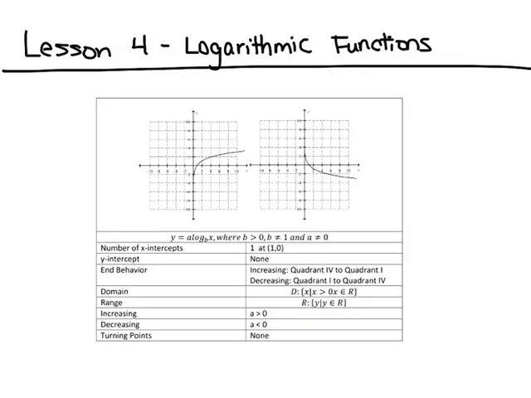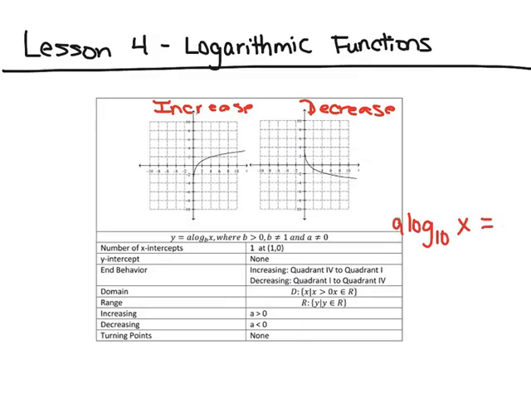So here's your chart for logarithmic functions. This would be an increasing, and this would be a decreasing. And don't forget that when you have it in base 10, you'll have a point at 10, comma, a. It will go through that point because log base 10 of 10 is 1. That's why you'll have that point.